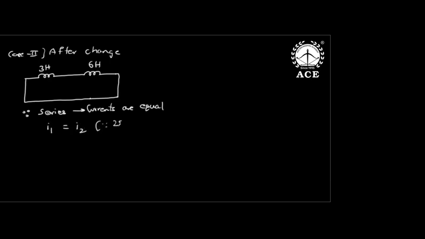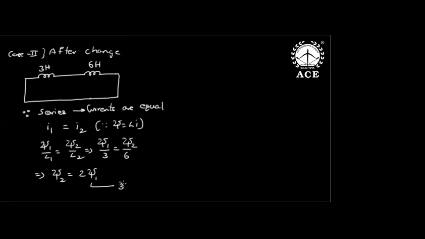But since psi is Li, psi 1 by L1 is equal to psi 2 by L2. L1 is 3 Henry, L2 is 6 Henry. So from that I can write psi 2 is 2 psi 1. This is equation 3. Now my real step is this, sir. This is the most important step I am writing.